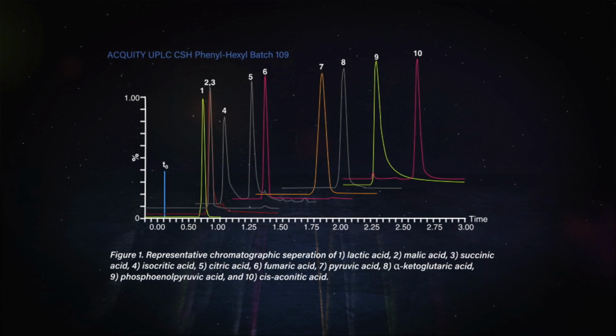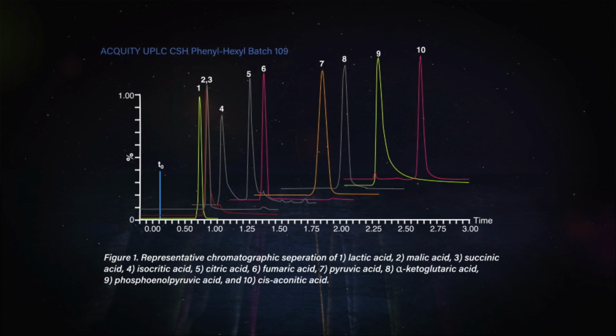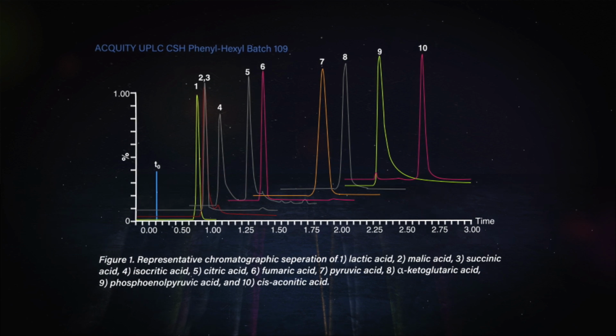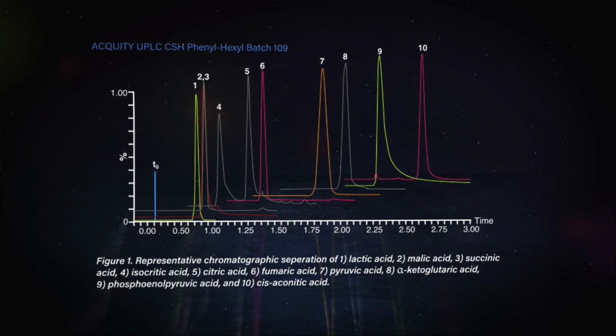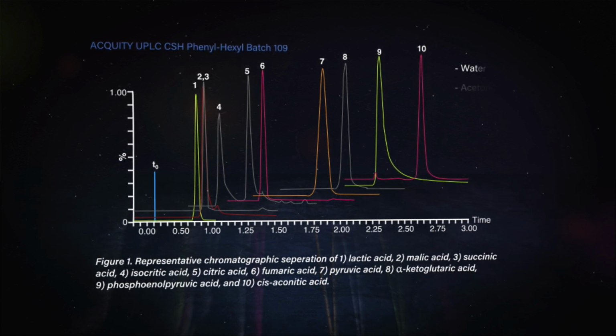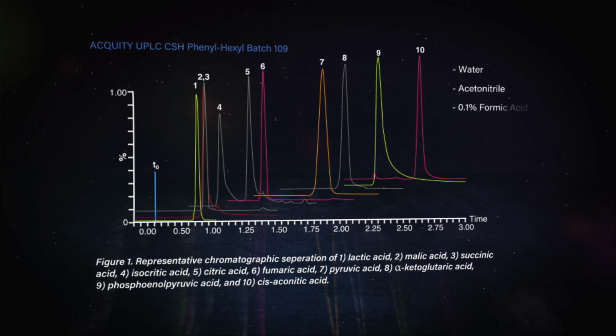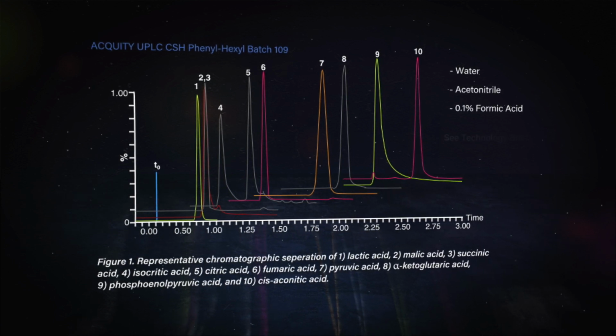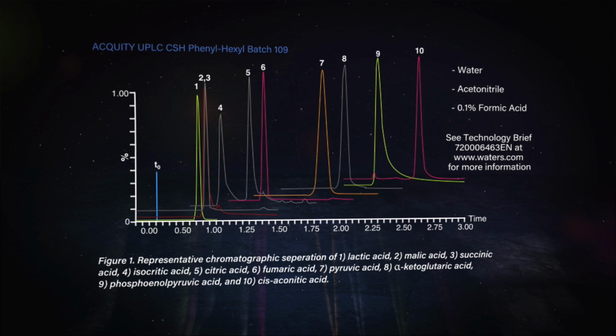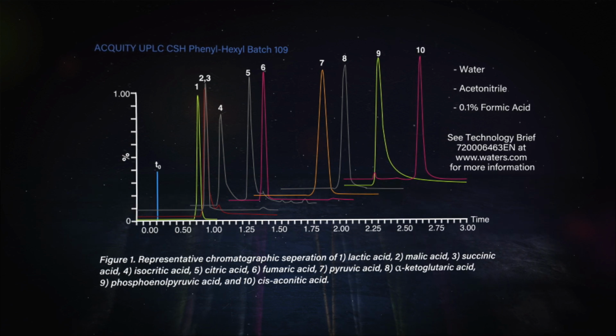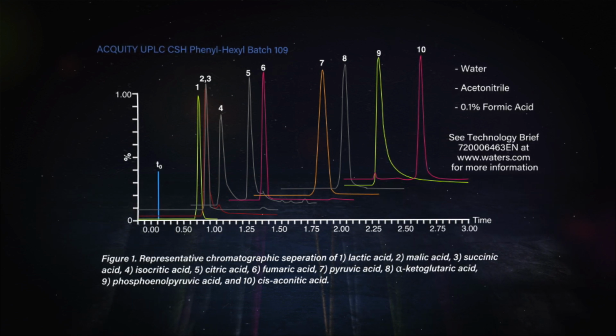Carrie, that sounds complicated. Actually, Kim, it's not that complicated at all. By using a CSH phenylhexyl column and a very simple mobile phase of water, acetonitrile, and a little bit of formic acid, we're able to separate all of the major analytes in under 3 minutes.